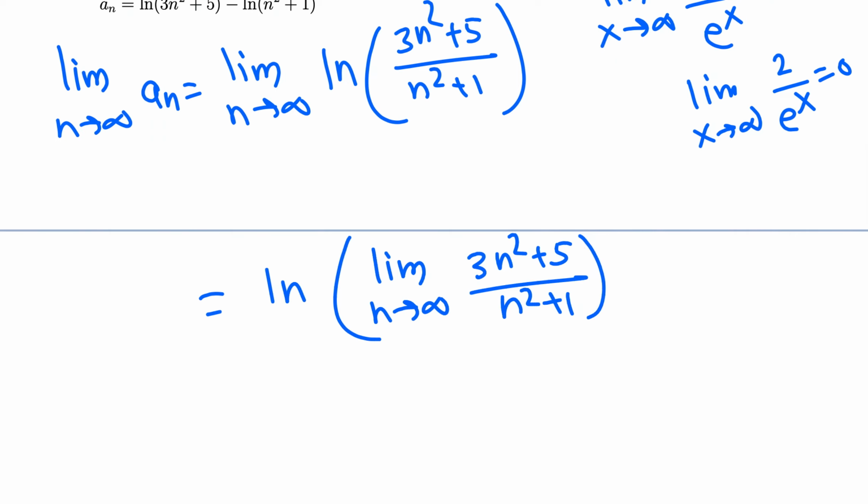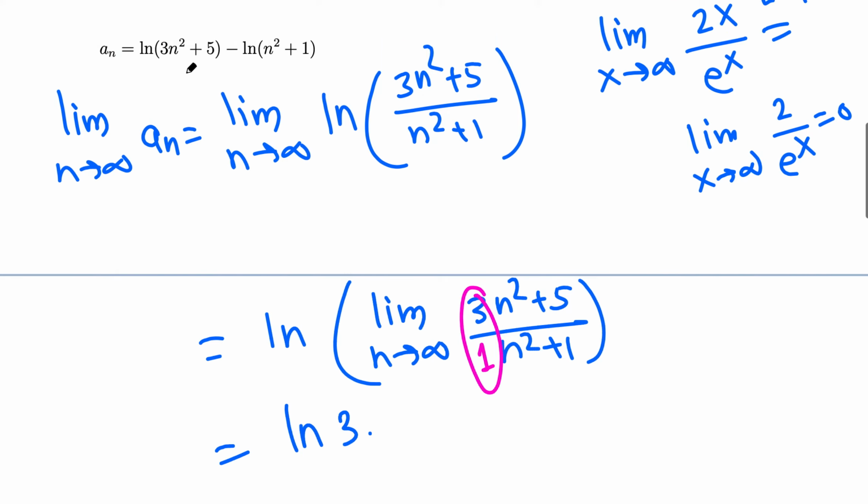Now if we find this limit inside, when n goes to infinity, we have n squared, the same power. That means this limit is just 3 over, there is nothing, which means 1, just the ratio of leading coefficients. So 3 over 1, just 3. So the whole thing is now ln 3. That means this sequence converges and the limit is ln 3, final.